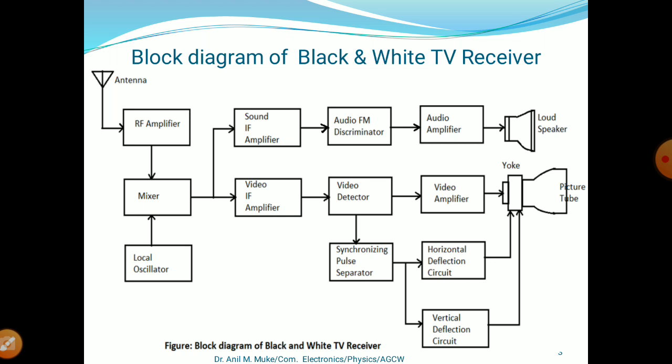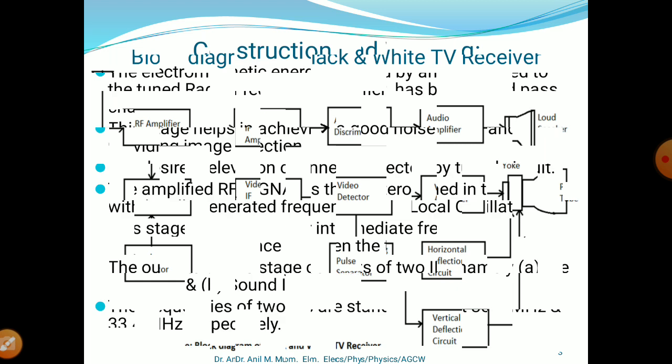And the synchronizing pulse separator will separate out the horizontal synchronizing pulses, the vertical synchronizing pulses, as well as other control pulses like blanking pulses and so on. They will be given to the yoke of the television by two different kinds of deflection circuit, that is the horizontal deflection circuit and the vertical deflection circuit.